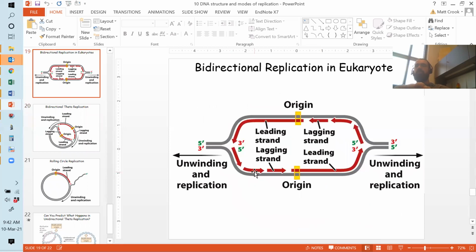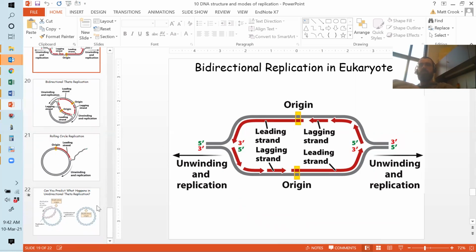In eukaryotes, you have the same, but the difference here is that you're going to have other origins of replication and other replication bubbles over there and over there, which will eventually merge into each other. And once you've done all of them, obviously, then you have your two fully synthesized strands of DNA, your sister chromatids.